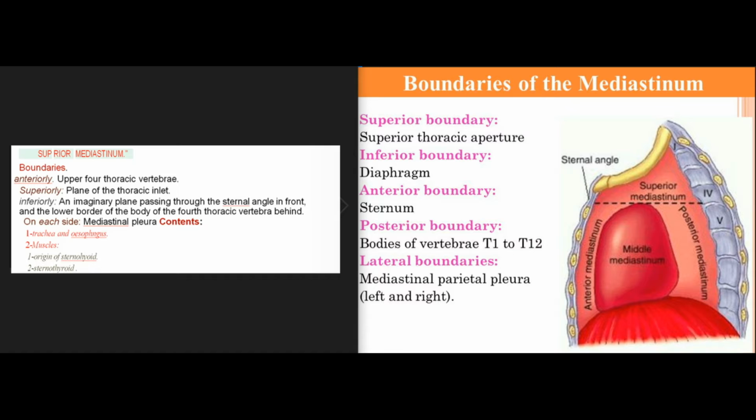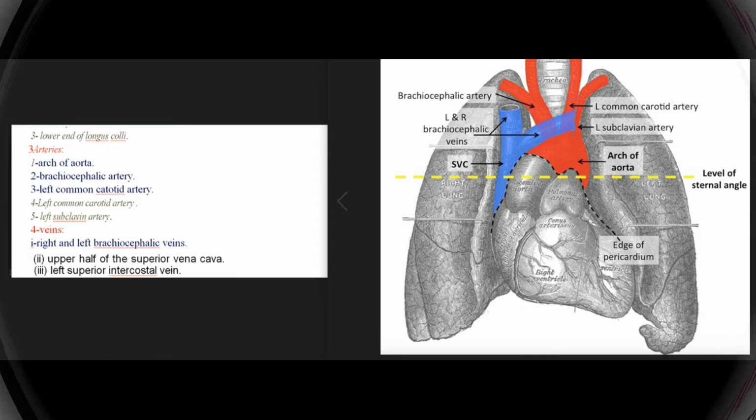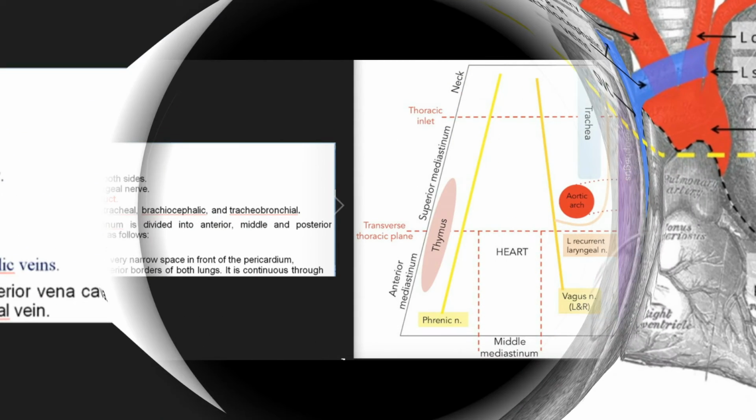2. Muscles: 1. origin of sternohyoid; 2. sternothyroid; 3. lower end of longus colli. 3. Arteries: 1. arch of aorta; 2. brachiocephalic artery; 3. left common carotid artery; 4. left subclavian artery. 4. Veins: 1. right and left brachiocephalic veins; 2. upper half of the superior vena cava; 3. left superior intercostal vein.